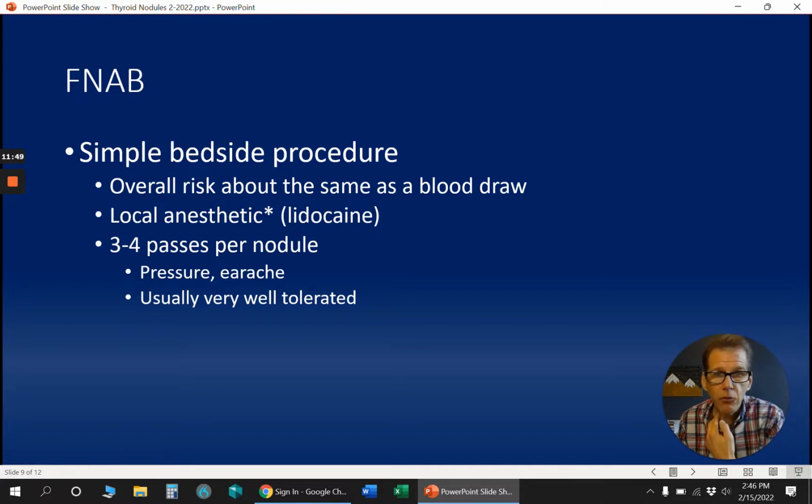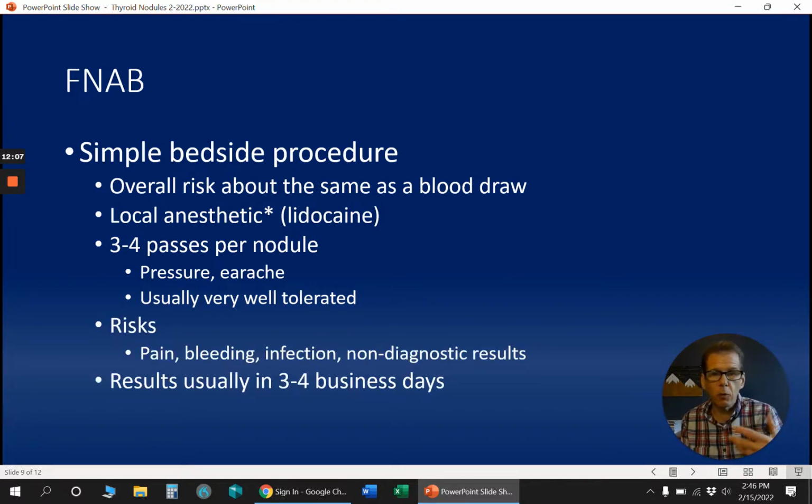Most people, when the needles go in, feel a little bit of pressure or discomfort. It's not usually terribly uncomfortable. Most people tolerate it wonderfully well. Some people do get a little pain in the ear. It's just referred from the thyroid. It's how the brain and thyroid are hooked up. It goes away in a few minutes. And again, the procedure is usually well tolerated.